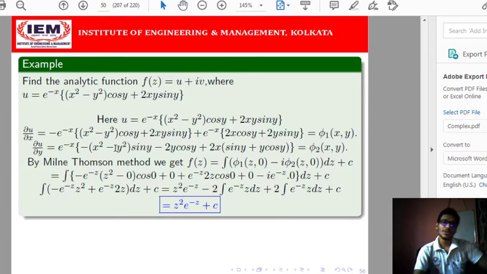You can use the previous two methods that I have discussed. u is given here, so you can find out v, construct u plus iv, then put z in place of x plus iy, and you will get the same result. But if it is given in the question that we need to find the analytic function directly without finding the harmonic conjugate, then we can use the Milne-Thomson method. Otherwise, it will be too hectic for us to find the value of fz by finding v first, then combining both u and v. It will be very tough to do. So then we can use the Milne-Thomson method.